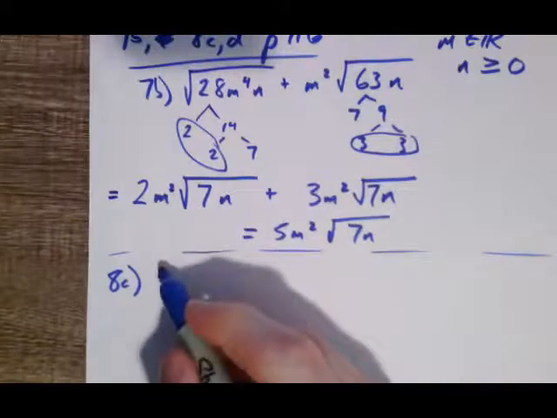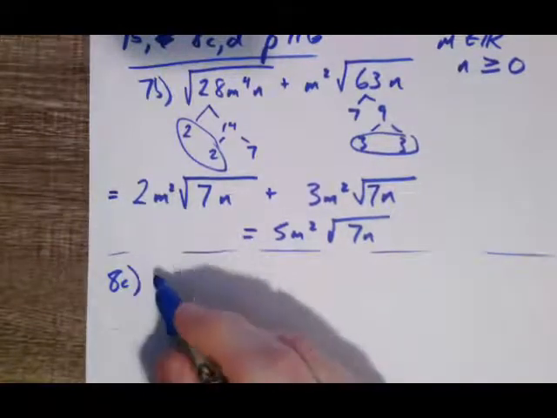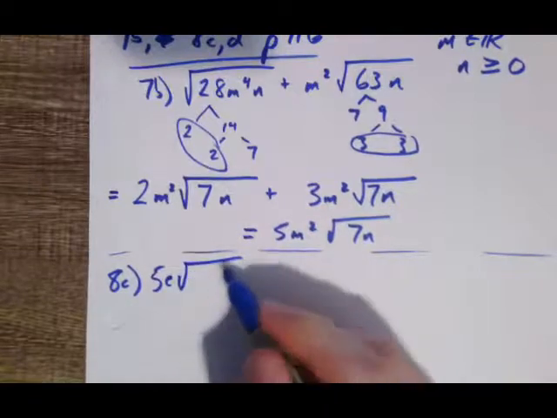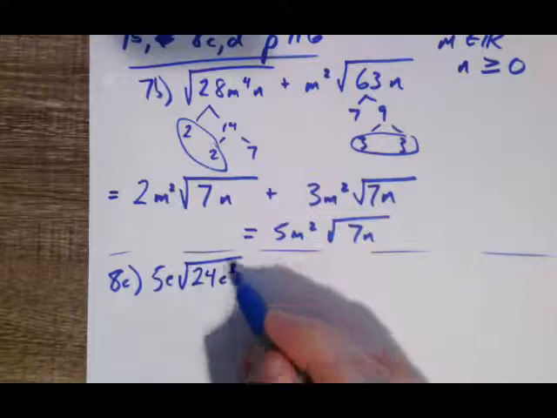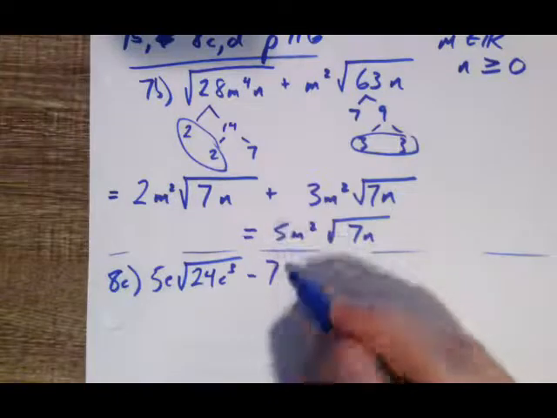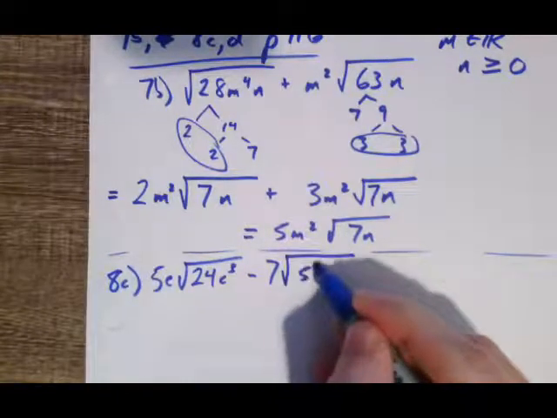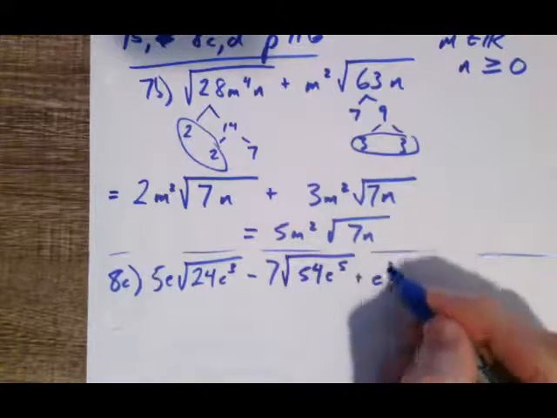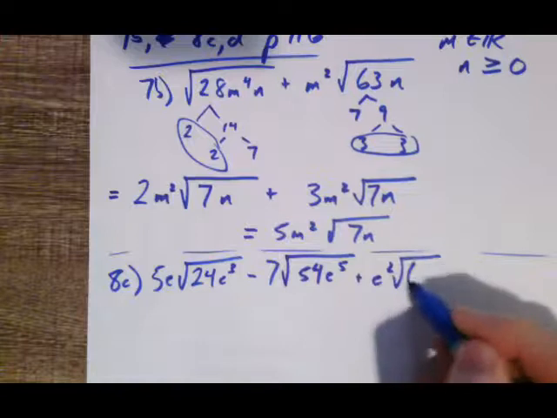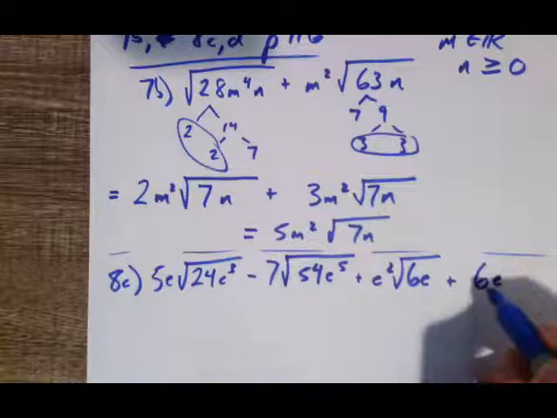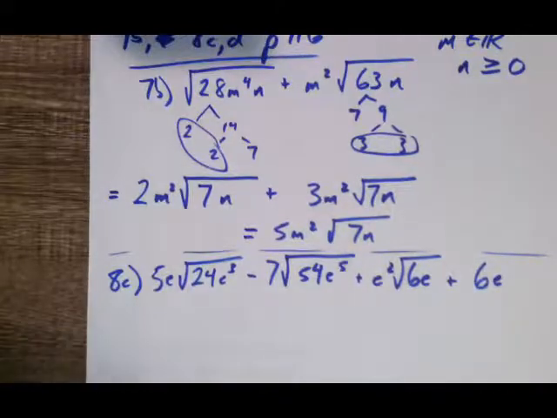Okay, 8C. Well, it's a big one. 5e root 24e cubed minus 7 times the root of 54e to the 5, plus e squared times the root of 6e, plus 6e. Simplify. So we're just kind of adding and subtracting here.